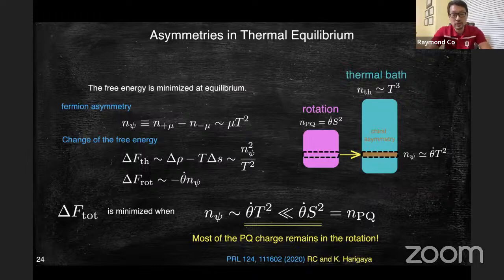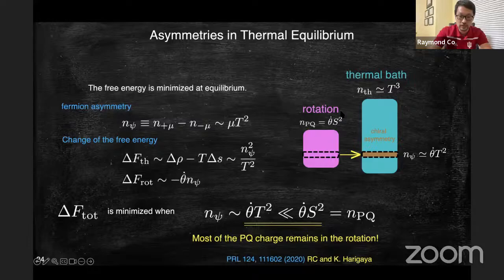All right, so one more thing I wanted to talk about in the rotation is the question: if we have a rotation in the Peccei-Quinn sector, and we thermalize the complex field, what will happen to the asymmetry? What will happen to the charge? Do we completely destroy the rotation and put it in the thermal bath, or do we transfer only a small amount? To answer this question, you have to understand that the whole system is in equilibrium, and we want to find the equilibrium state by minimizing the free energy.